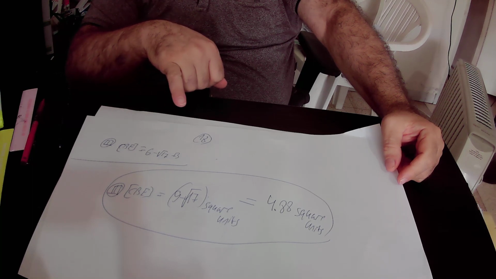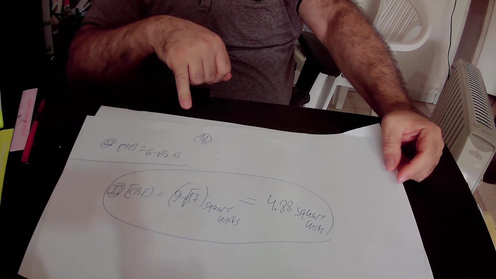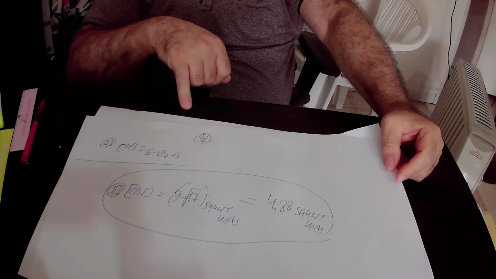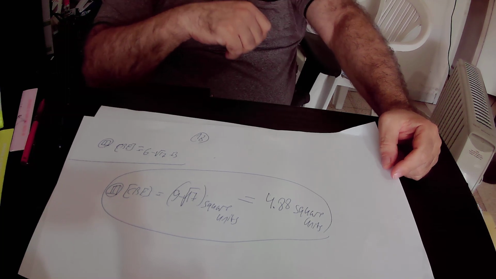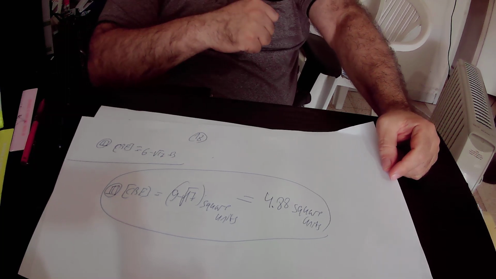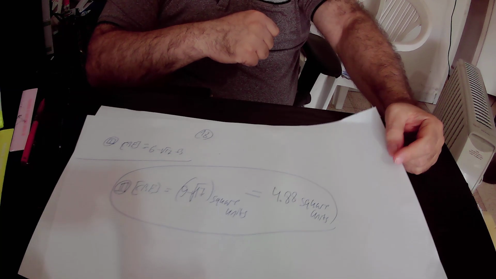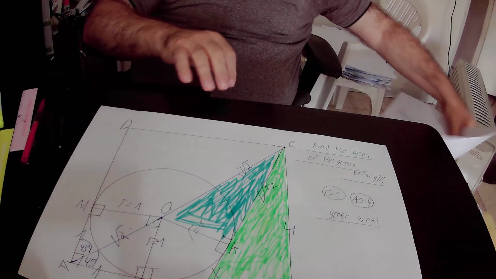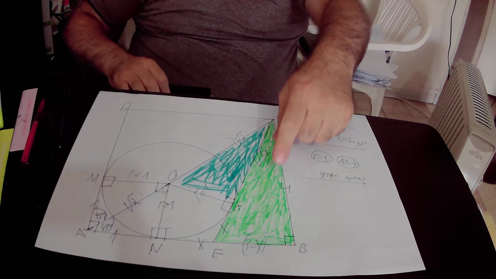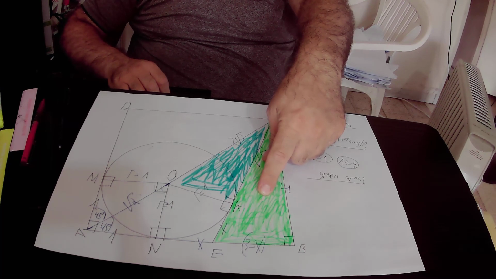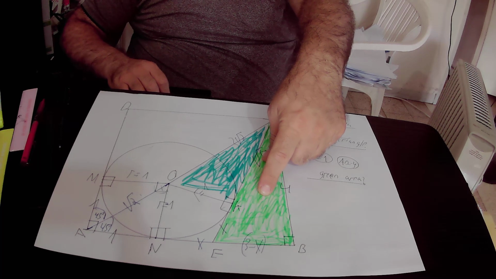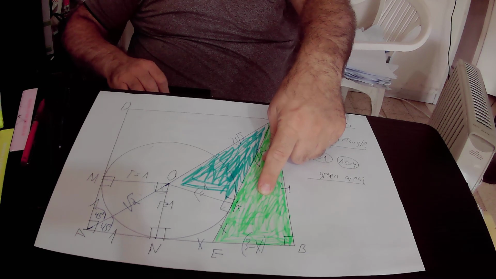6 plus 3 is 9, so in conclusion we found out that the area of the green right triangle CBE equals 9 minus square root of 17 square units, or in terms of numbers, 4.88 square units. I repeat again, we found out that the area of this green right triangle CBE equals either 9 minus square root of 17 square units, or in terms of numbers, 4.88 square units. Okay, thank you very much.